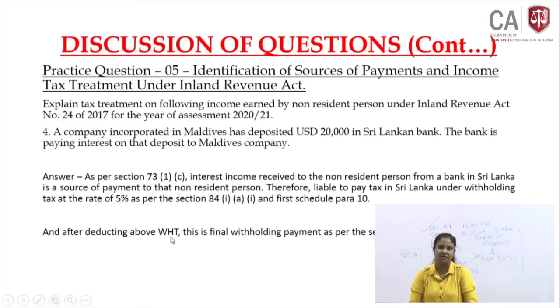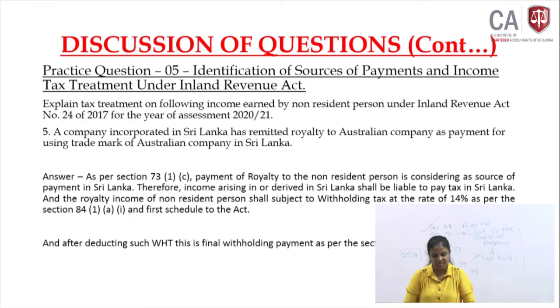Okay. After deduction, again this is the final withholding payment. After deducting the above withholding tax, this is a final withholding payment as per section 88 subsection 1d of the Act. Why? This is other than a payment derived through a permanent establishment, then this is a final withholding payment. Therefore, this Maldives company does not have any liability to pay income tax again on this in Sri Lanka. Then we will come to the next few questions.